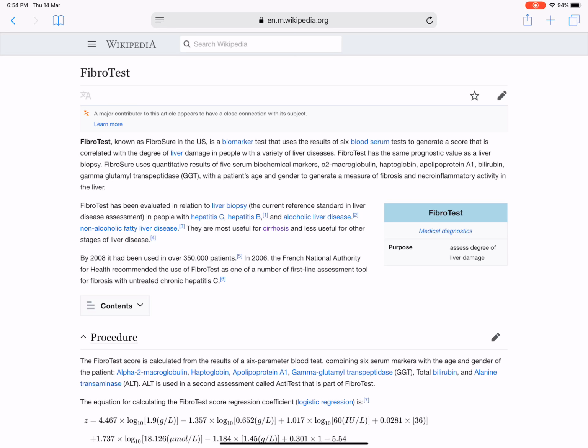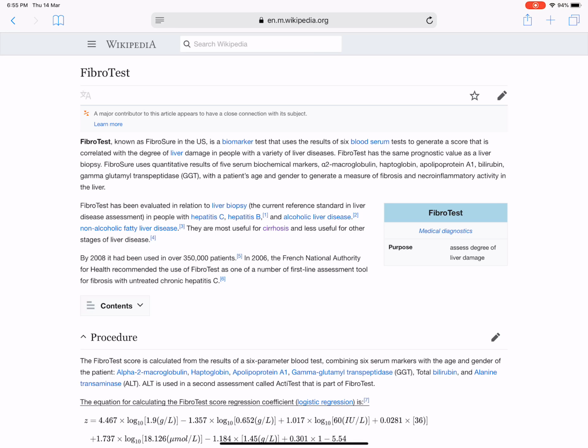Procedure. The FibroTest score is calculated from the results of a 6-parameter blood test, combining 6 serum markers with the age and gender of the patient: alpha-2 macroglobulin, haptoglobin, apolipoprotein A1, gamma-glutamyltranspeptidase (GGT), total bilirubin, and alanine transaminase (ALT). ALT is used in a second assessment called ACTI test that is part of FibroTest.